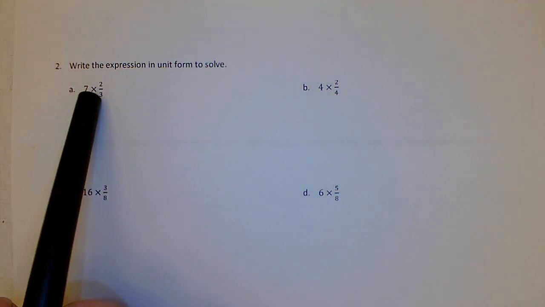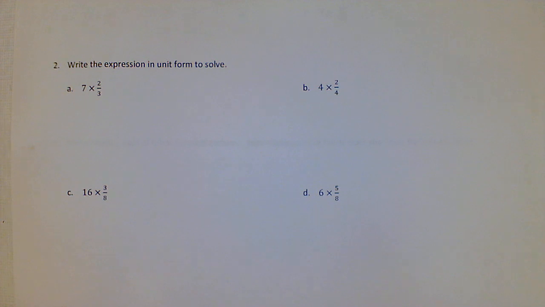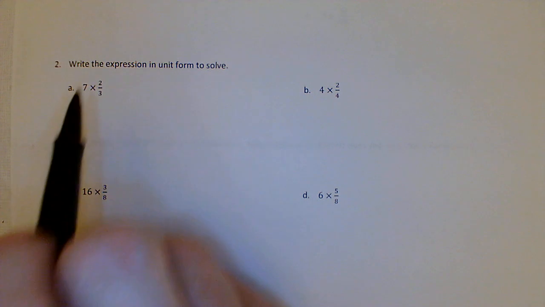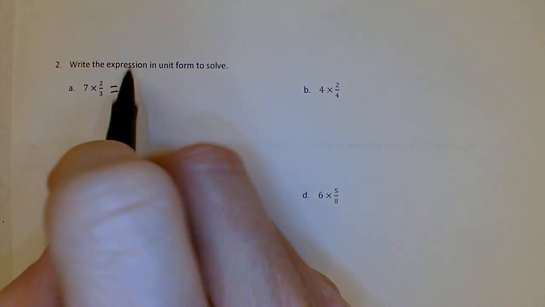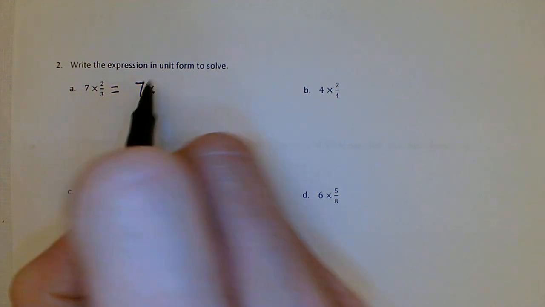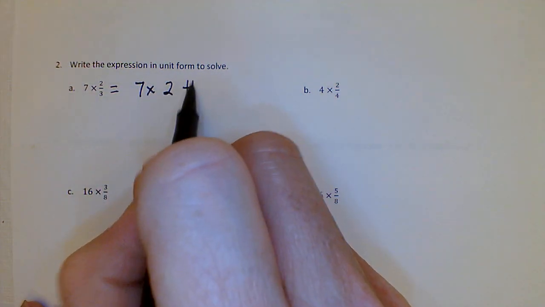It says write the expression in unit form to solve. Do you guys remember what unit form is? Unit form is just when you write it using the words. So I'm going to just really quickly show you what they're asking you to do. They're asking you to do 7 times 2/3.